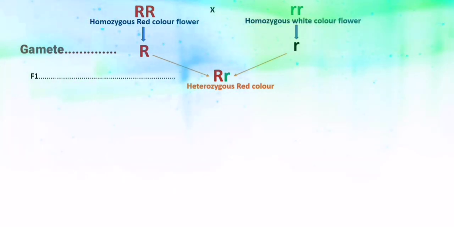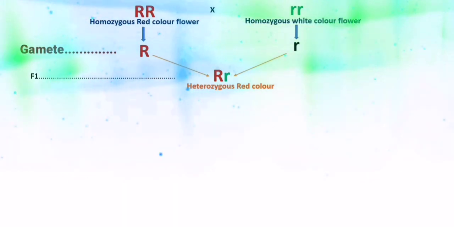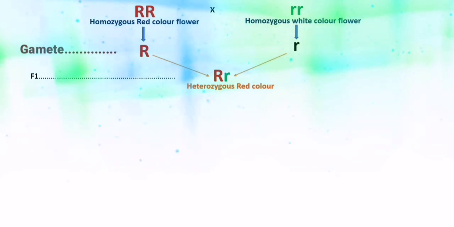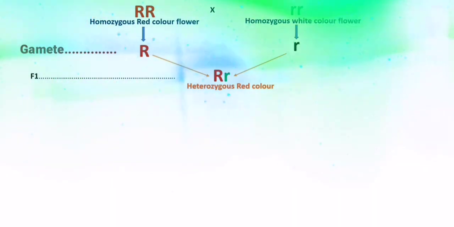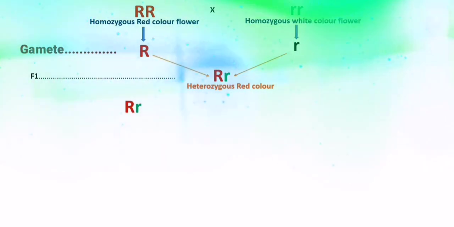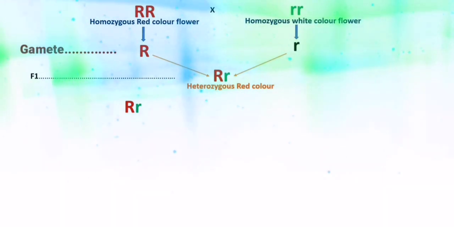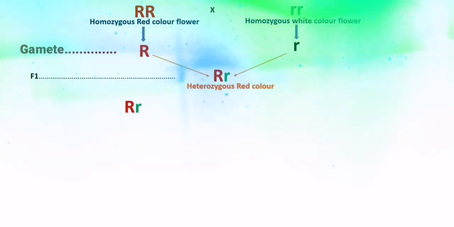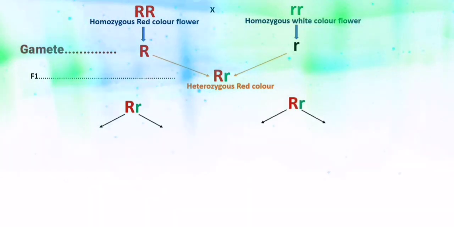So here the alleles come together, they remain together. Capital R and small r are two different alleles. They come together, they remain together. Now when we go for self cross, when we do selfing, inbreeding, the F1 generation is self crossed.